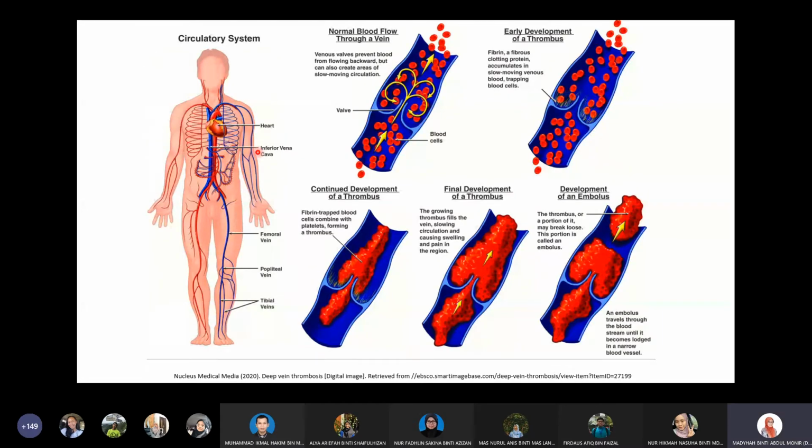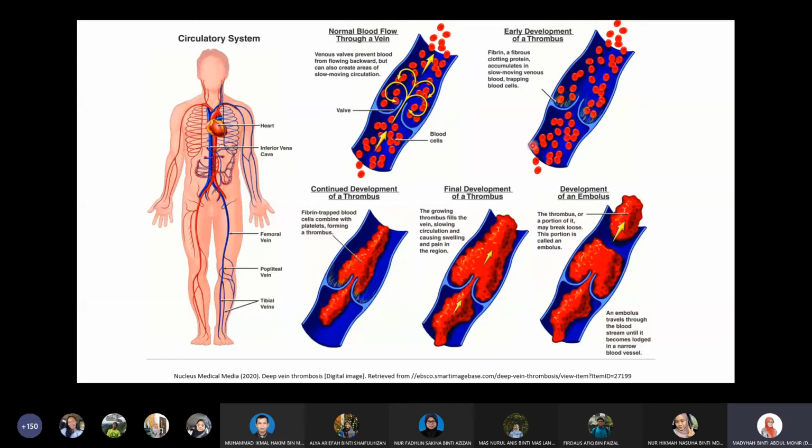Alright, so here you can see, I'm going to show you a picture explaining the formation of venous thrombosis. You have learned regarding the blood flow in the vein. As you know, in the vein there is a venous valve, so it will prevent blood from flowing backward. But because of this, it can also create areas of slow moving circulation.